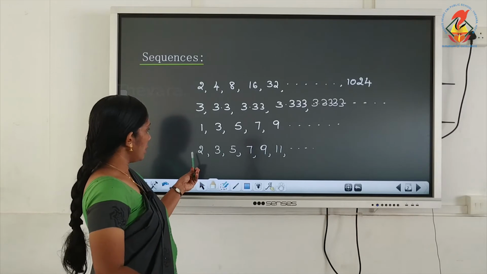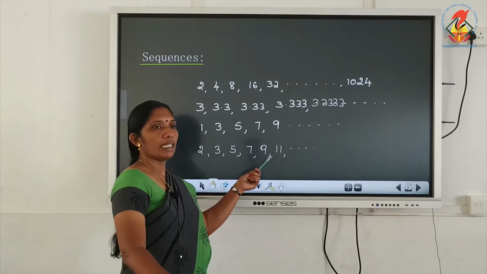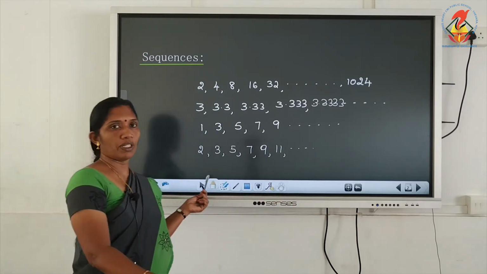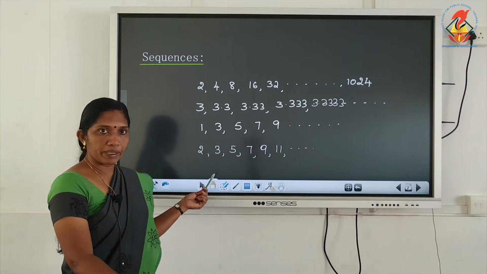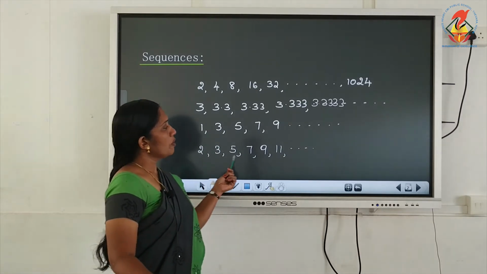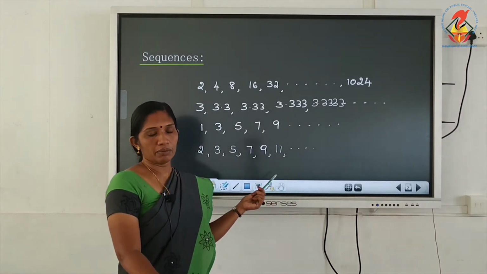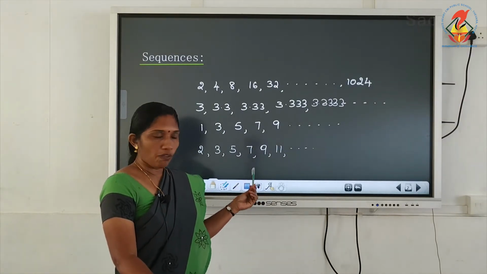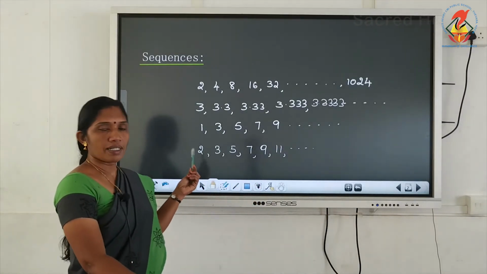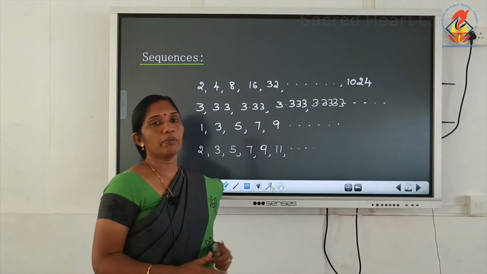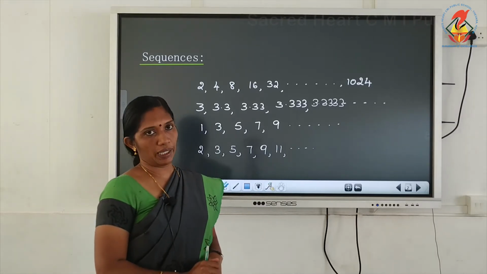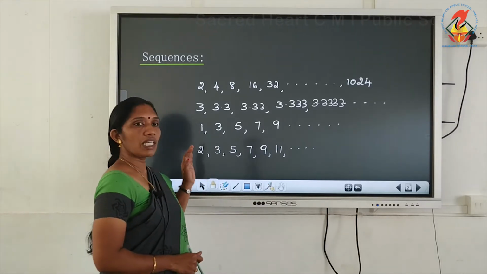Look at the last one: 2, 3, 5, 7, 9, 11, etc. What kind of numbers? They are prime numbers. So it is not possible to write the general term, the nth term. Such sequences can be described by verbal description only. Okay, so these are sequences.